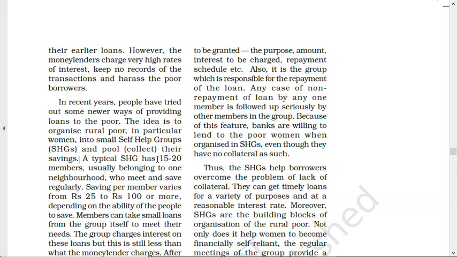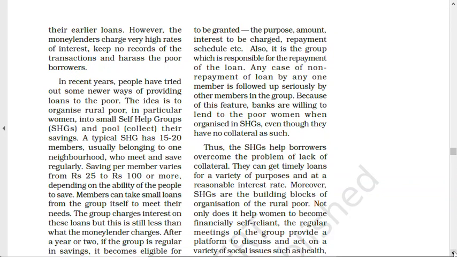So a typical SHG has 50 to 20 members, usually belonging to one neighborhood, who meet and save regularly. Saving per member varies from 25 rupees to 100 rupees or more, depending on the ability of the poor people to save. So from 25 rupees to 100 rupees you can pay monthly. Members can take small loans from the group itself to meet their needs. The group charges interest on these loans, but it is still less than what the money lender charges. Alright, so this is the difference.